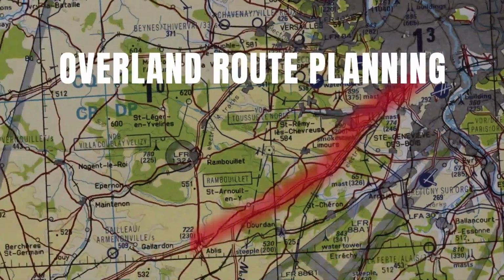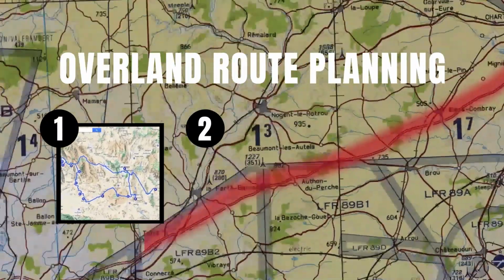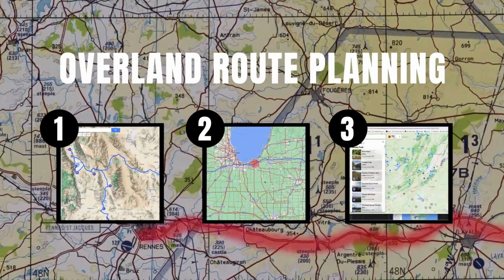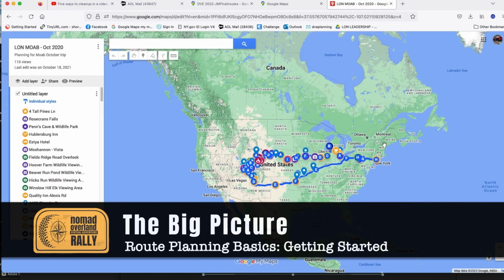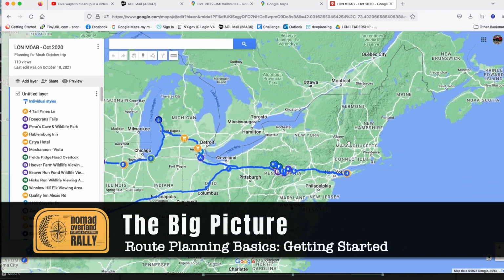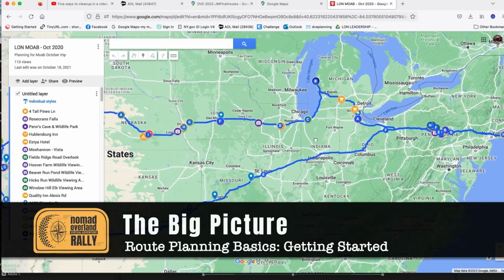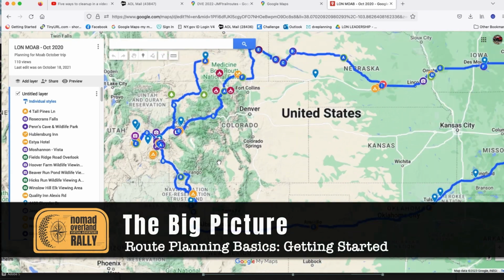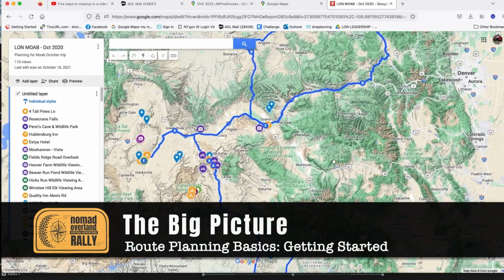I'm going to break down the process into 3 separate videos, so you can pick and choose the information you need without having to watch all of them. Today's segment focuses on big picture planning. That's to say, determining where you actually want to go, in a general sense, and finding interesting waypoints that you can string together into an overall route.